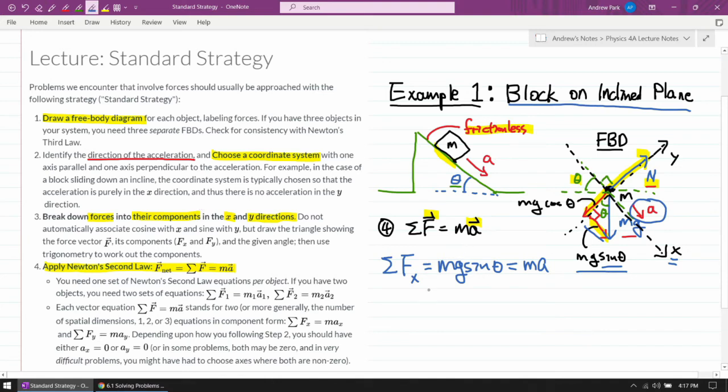Okay, let's write down the second equation. Net force in the y direction. So here I have the normal force. The entire thing is along the y direction. Gravity has a component in the y direction, mg cosine theta.